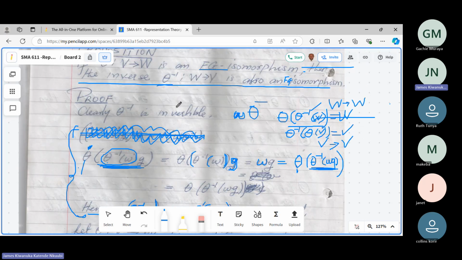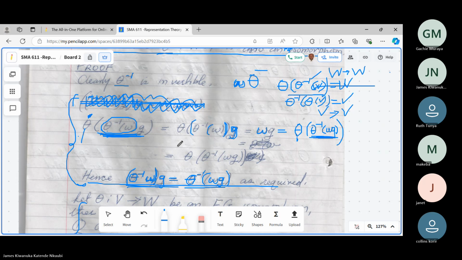The only thing we have not shown here is that the inverse is a linear map. So make sure you check that. Those are the two things you need to prove. It's a linear map and it preserves this multiplication. Are we clear?